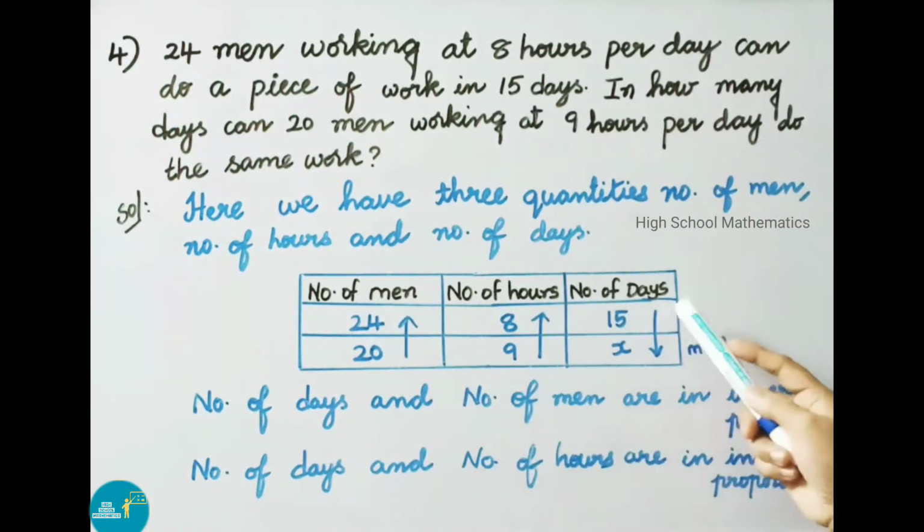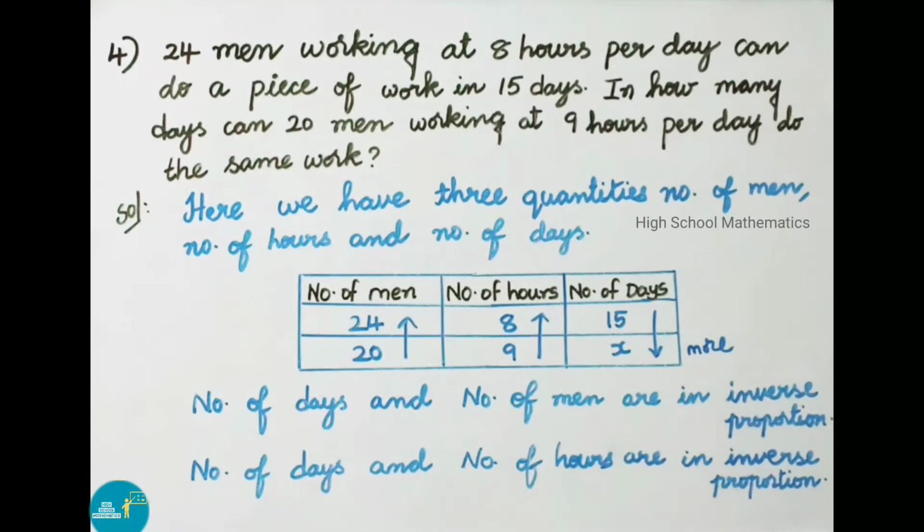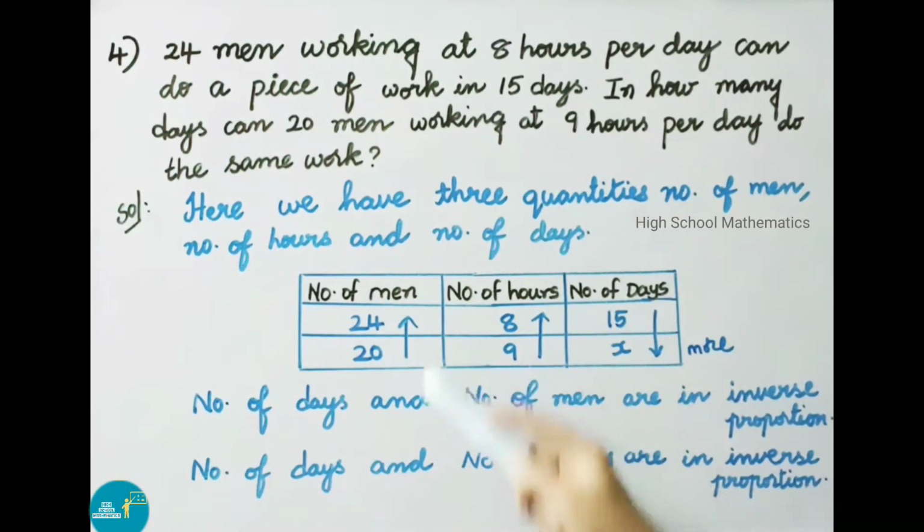More men, less number of days; less men, more number of days. Here both quantities are in inverse proportion. So we indicate with upward arrow here. Now let us compare number of hours and number of days.